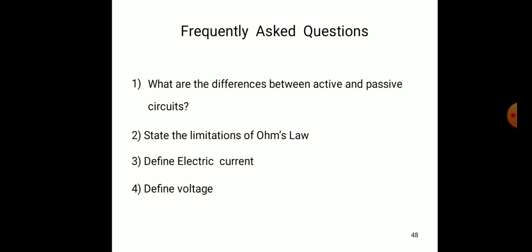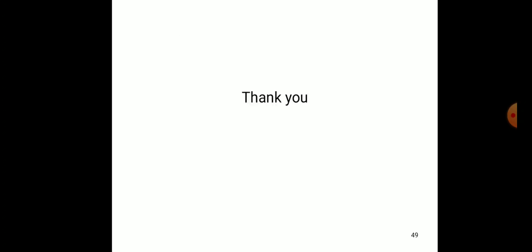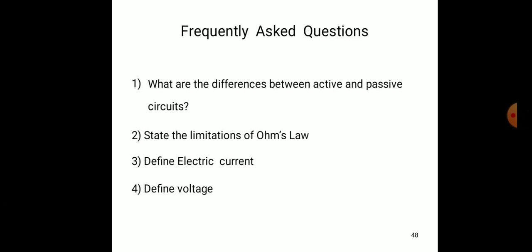State the limitations of Ohm's law. We try to understand Ohm's law, and we need to know the limitations: where we need to apply it, and where we do not apply Ohm's law. That is represented by the limitations of Ohm's law. Define electric current. You can see the electric current will be defined. Define voltage. We are going to define the voltage. So these are the topics we discussed in this class.